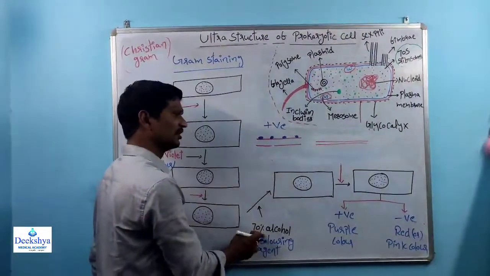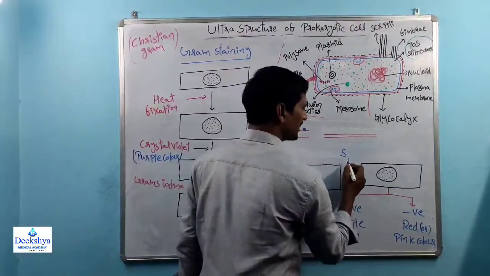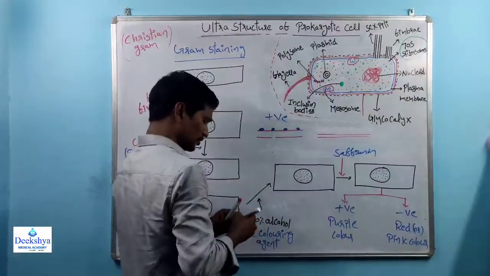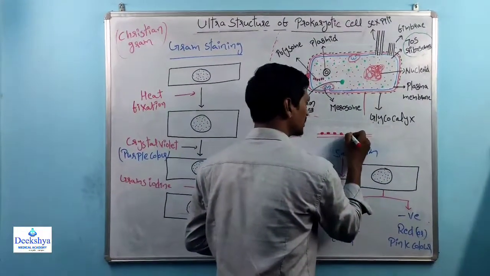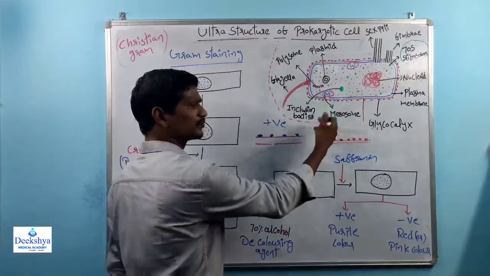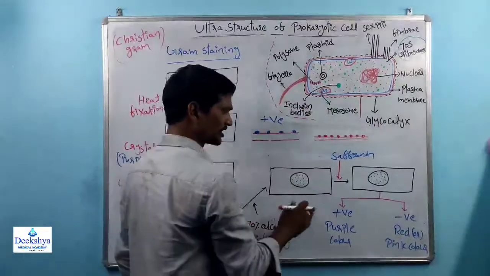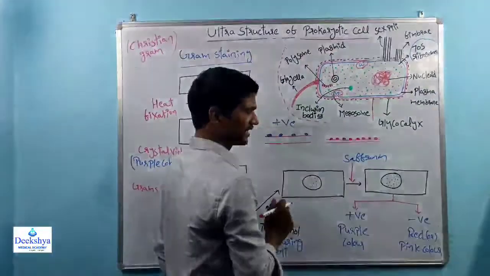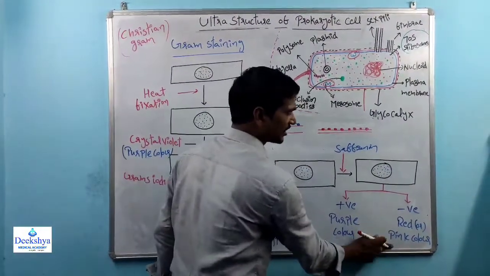Then after the decolorizing agent, we are adding the safranin. These are the safranin molecules. Safranin molecules are bound here because the outermost layer is washed out. Along with the outermost layer, the crystal violet molecules are also washed out. So freshly here, safranin molecules are bound to the second layer. Then the gram-negative bacteria exhibit red color or pink color.